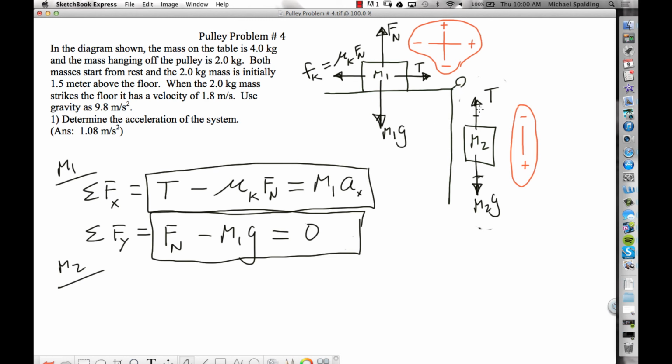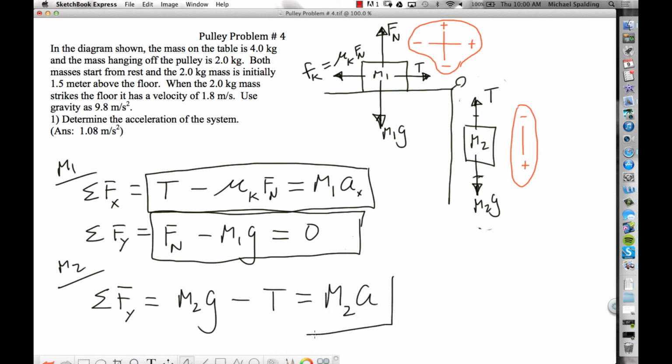All right, now let's go to M2. Focusing on M2 and remembering that down is plus. Why is down plus? Because the motion is down. We're saying the direction of motion is positive. So we get M2G minus T, because remember, which way does T point? T points up, and up is negative. Okay. Sum of the forces equals ma.